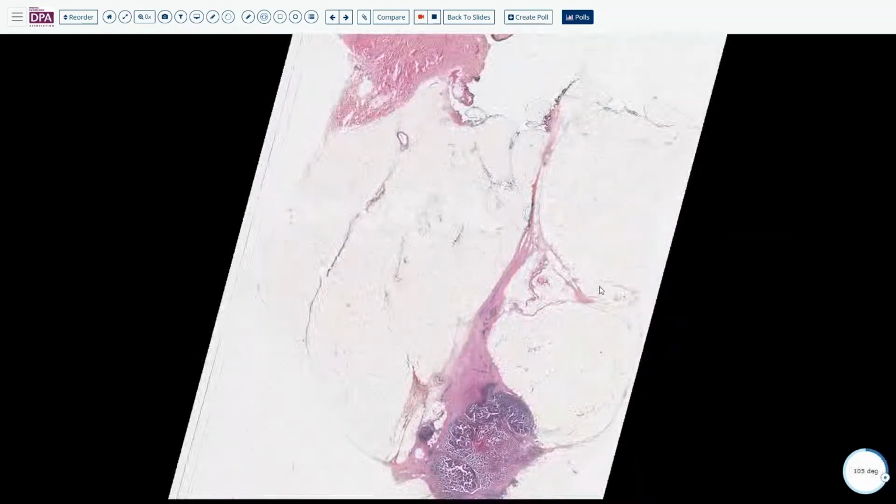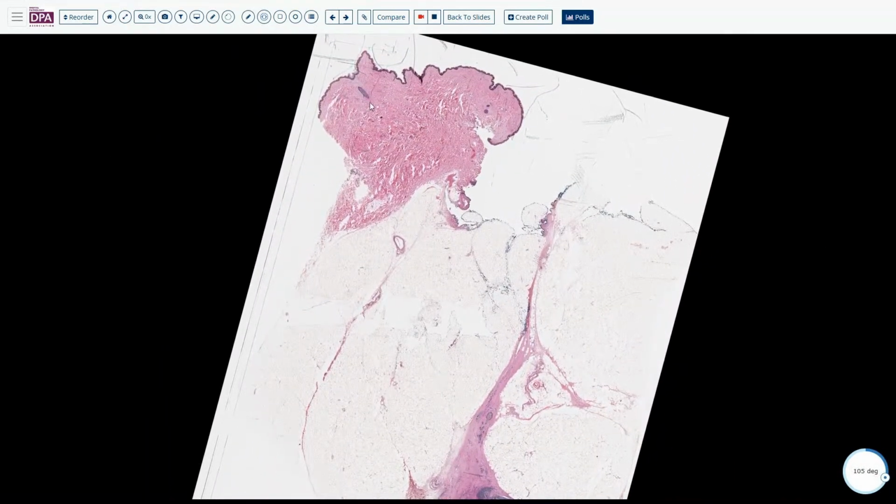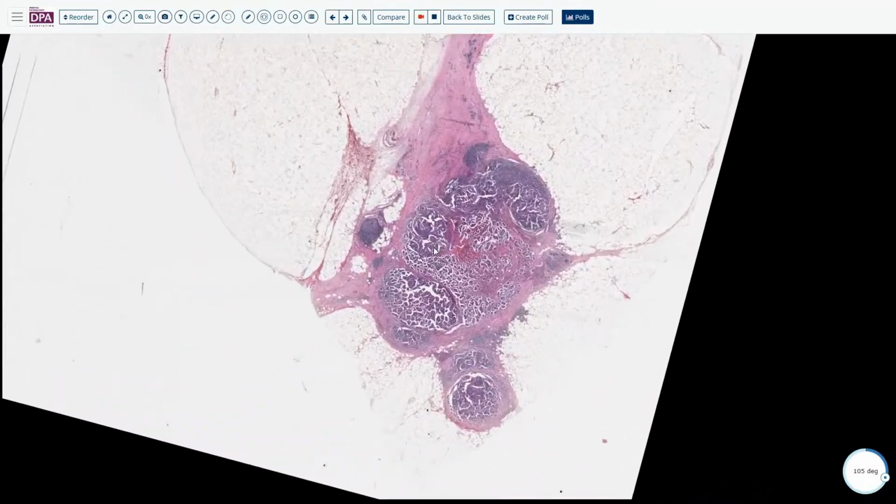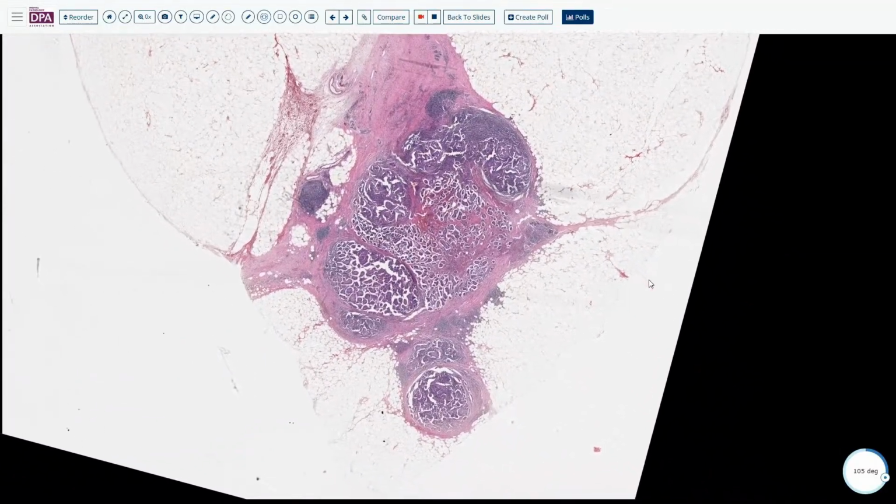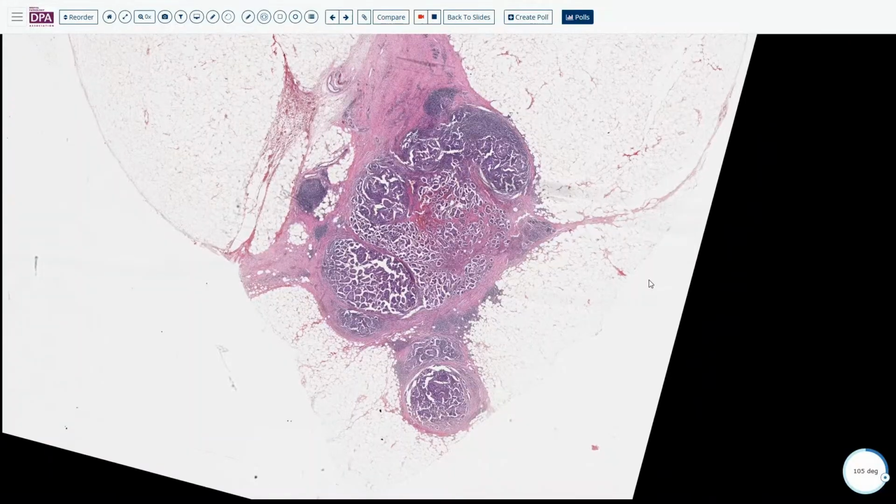Okay, and then this one looks like we have the skin. They have this nodule. And then want to take this.